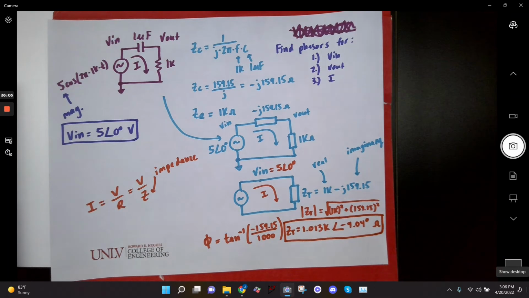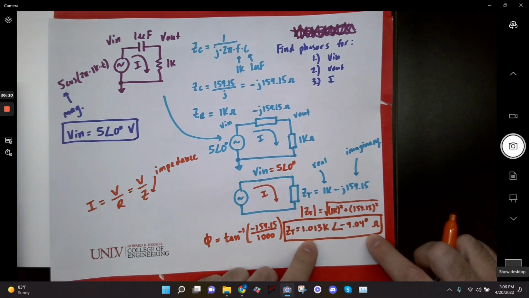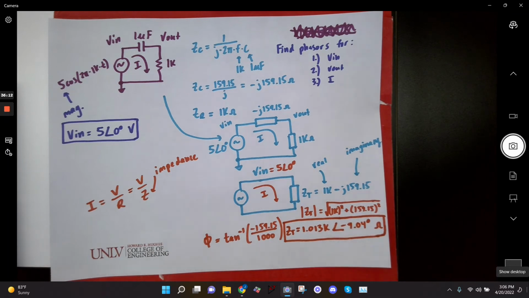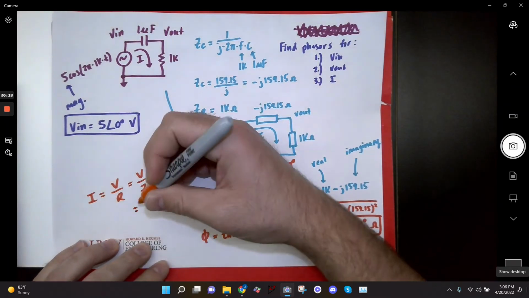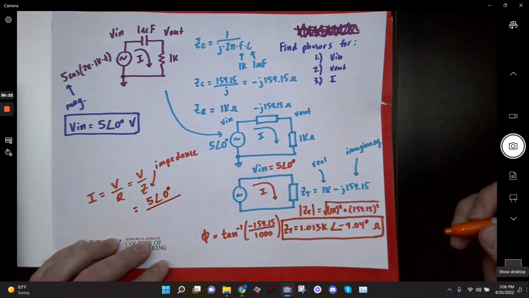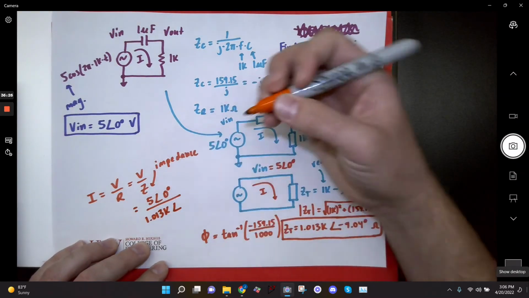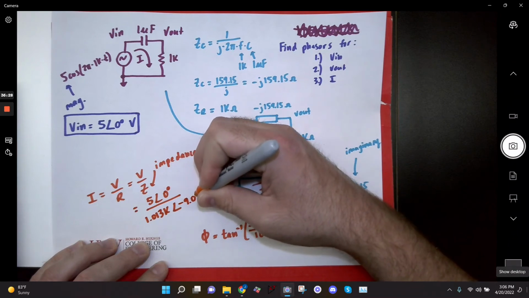Now, I have my voltage in phasor form, I have my impedance in phasor form, and now what I need to do is I need to go voltage divided by impedance, and I can get my current, okay? I'm kind of running out of room here, but I think I could just do it right here. So it's going to be 5 angle 0 divided by 1.013 K angle negative 9.04 degrees.